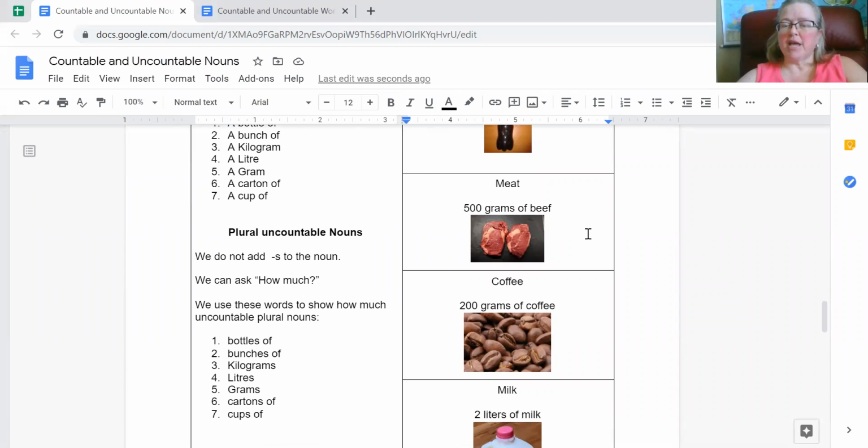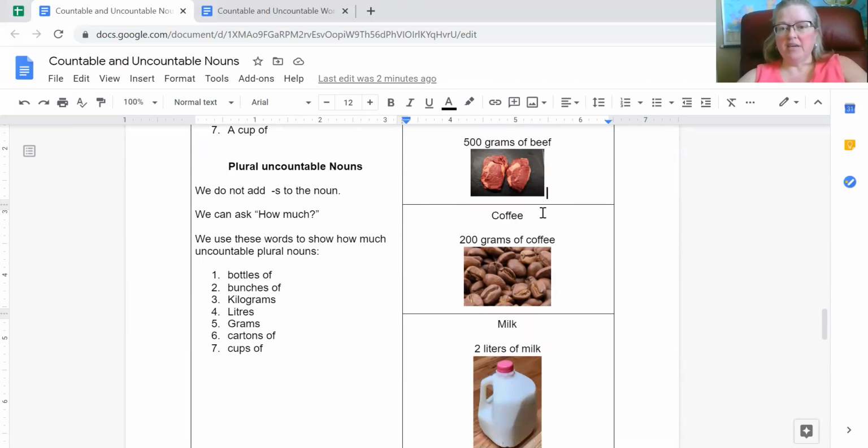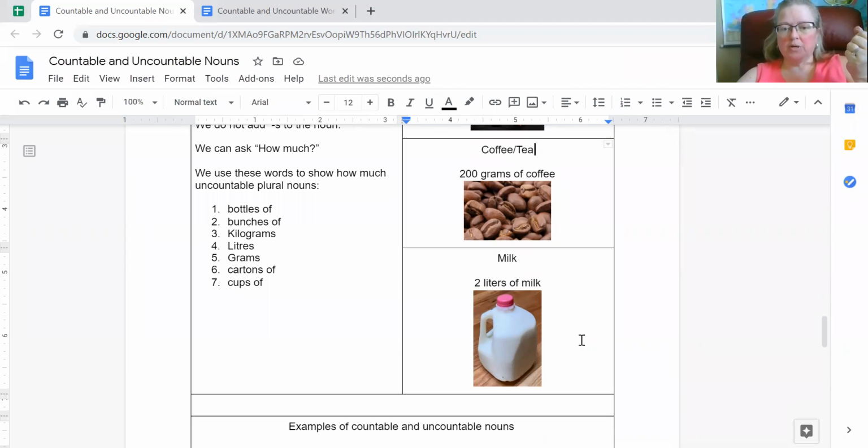Meat is also an uncountable noun. We use weight to determine how much we want. Again, how much, not how many. 500 grams of beef. Grams is a way of asking for an uncountable noun. Coffee or tea are possibilities for weighing uncountable nouns. Another liquid that is uncountable would be milk.